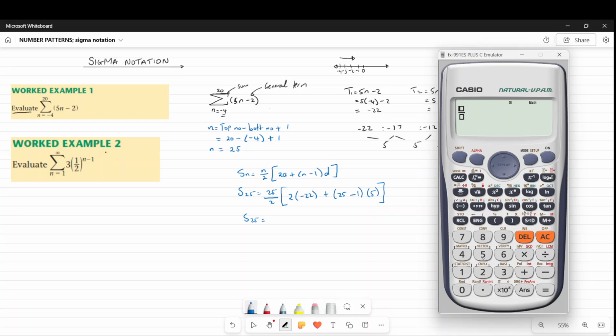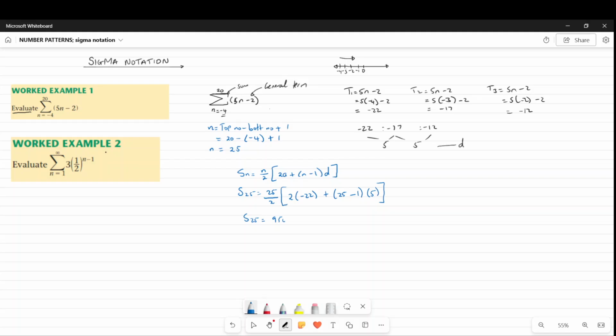So now you're going to have 25 all over 2, open bracket, 2a is negative 22, close bracket, plus open bracket 25 minus 1 close bracket times 5, close another bracket, and that comes down to 950, right? 950 as our final answer. And that is how we're going to answer questions based on sigma notation, right?